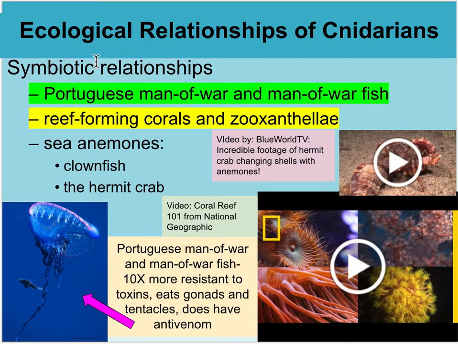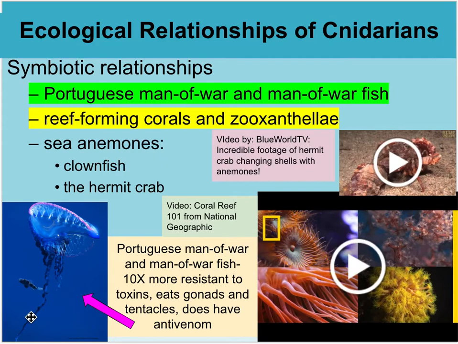Then there's also a lot of symbiotic relationships. Remember, symbiotic relationships just mean that there is a relationship. It doesn't mean if it's good or bad. Here's an interesting relationship with Portuguese man of war and the Portuguese man of war fish. So the Portuguese man of war fish is a very intense little fish that happens to be 10 times more resistant to Portuguese man of war toxins than other fish. And it just swims along with the Portuguese man of war, eating its gonads like its sex organs and eating its tentacles as it moves along.